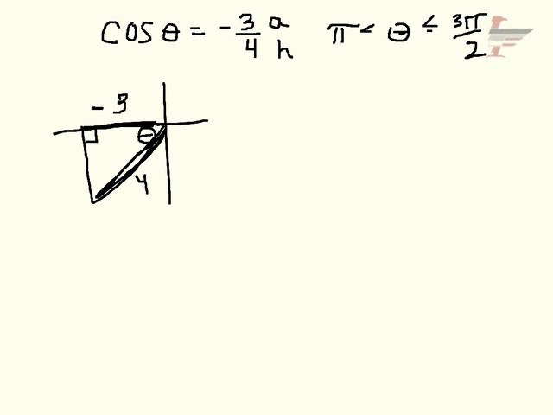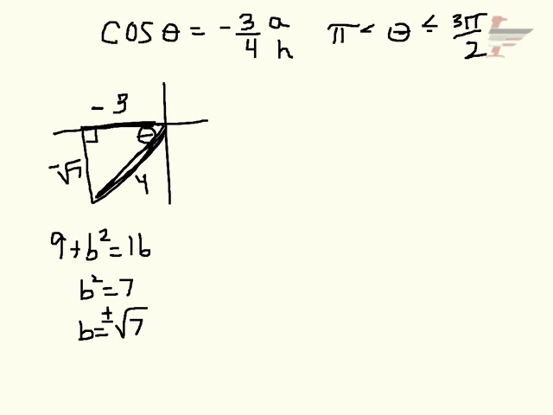Now I could use the Pythagorean theorem. a squared plus b squared equals c squared, so that's 9 plus b squared equals 16. Subtract 9 and I get 7. Take the square root and I get plus or minus root 7. And because it's going down here, I know it's the negative square root of 7. So geometrically speaking, it's actually just as easy. You can decide what you like best.